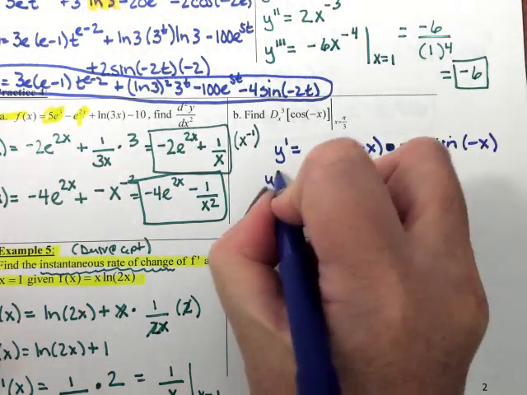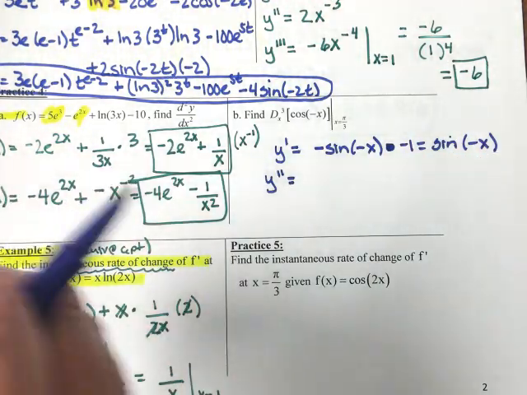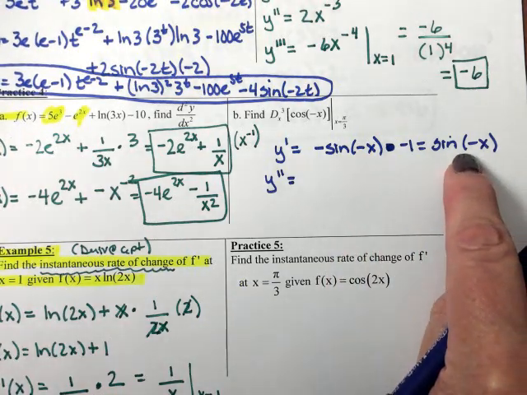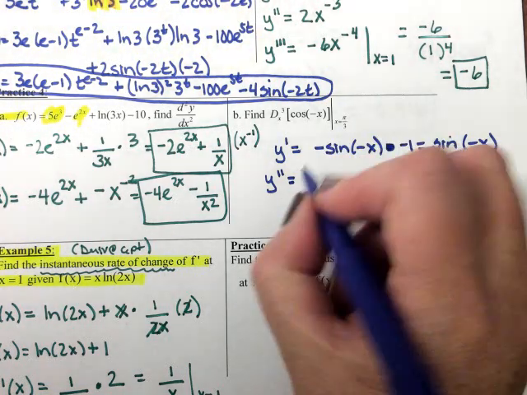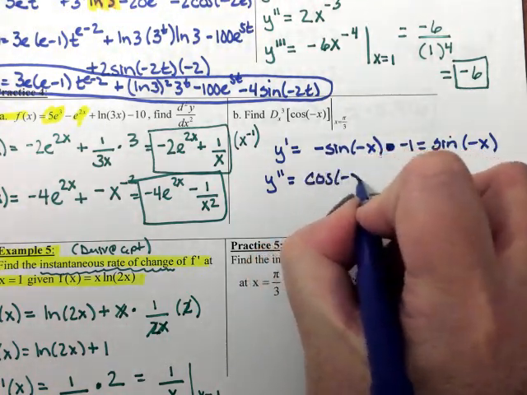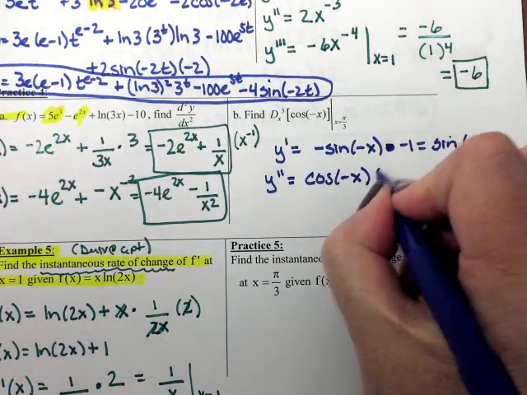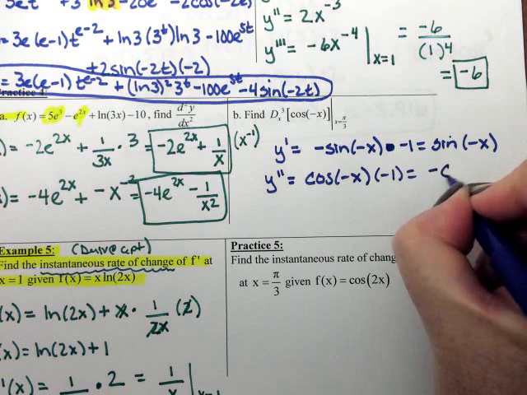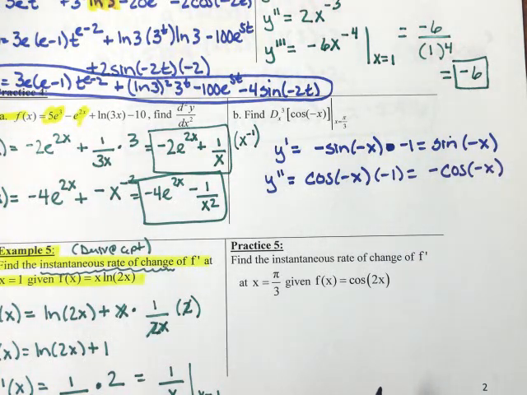So then I'm going to find my second derivative. And my second derivative is going to be taking the derivative of my first derivative. Again, I'm going to have to apply my chain rule again. The outer function is sine, so the derivative of sine is a cosine. So cosine of negative x times the derivative of my inner function, and the derivative of negative x is a negative 1. So that's going to be negative cosine of negative x. So there's my second derivative.